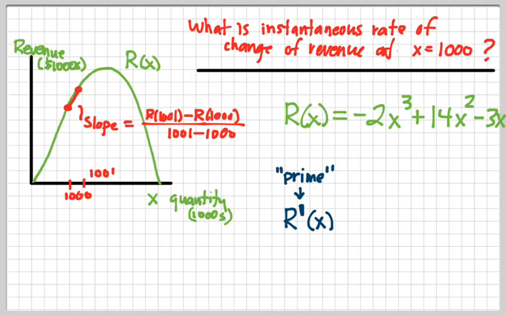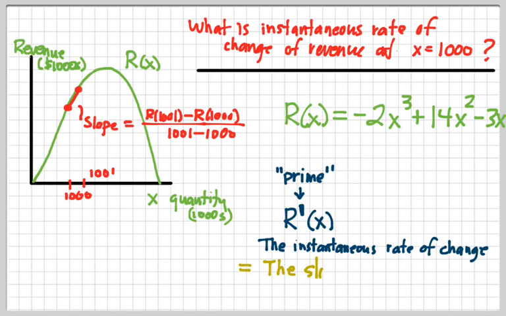And if we want to be fancy, and really spell out what R prime of x is, we call it, alternatively, the instantaneous rate of change. That's the mouthful of a way to say what this is. The rate of change of R at x. But more commonly, because that's way too many words to describe one concept, we can also think of it as a slope. But the slope of what?